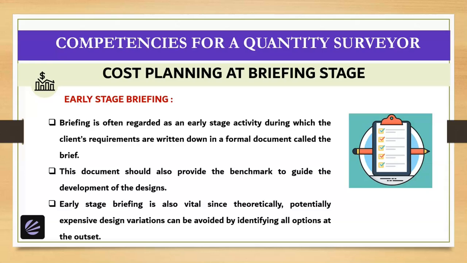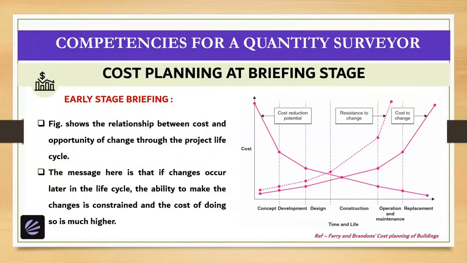Early stage briefing is also vital since, theoretically, potentially expensive design variations can be avoided by identifying all options at the outset. You can look here at the figure which shows the relationship between the cost and opportunity of change through the project life cycle. The simple message here is that if the changes occur later in the life cycle, the ability to make the changes is constrained and the cost of doing so is much higher.